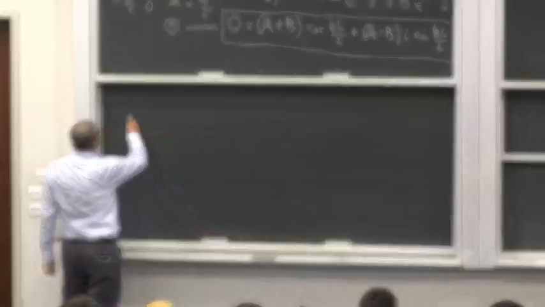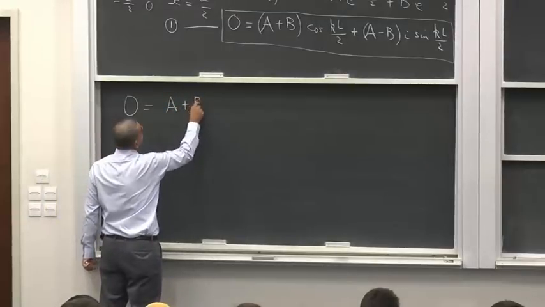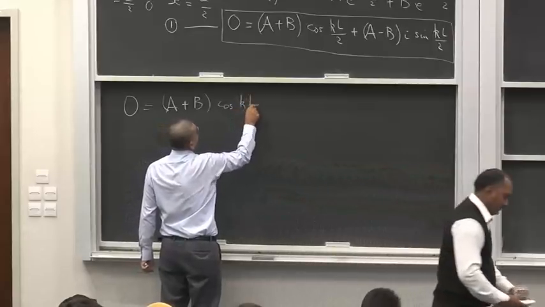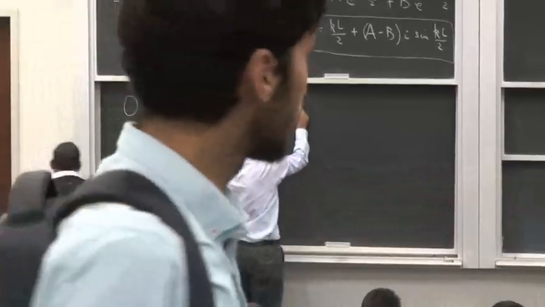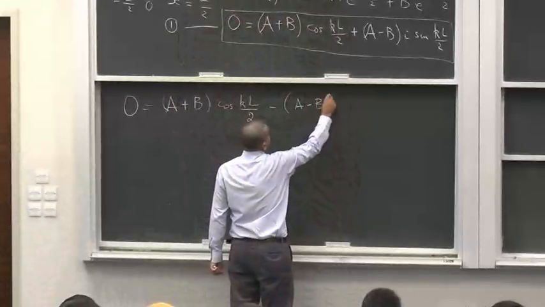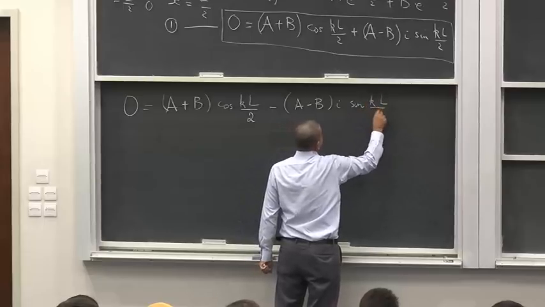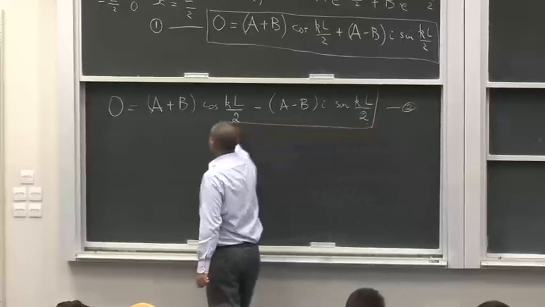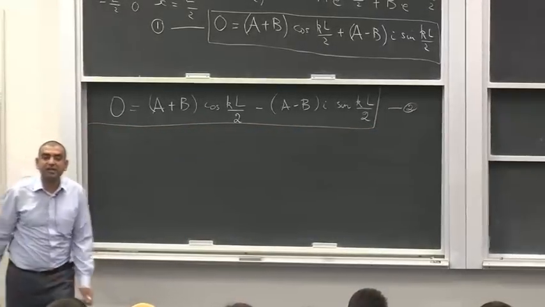And the result would be 0 equals a plus b cosine kl over 2 minus a minus b iota sine kl over 2. Alright? So I have two equations at my disposal.